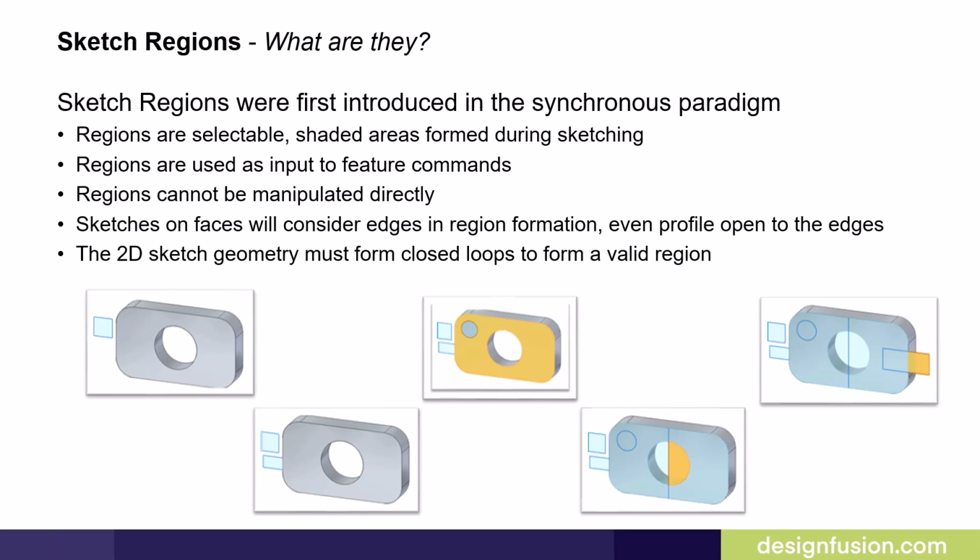The closed loop can be created by 2D geometry, such as the square region shown here in the first image, or it can be a combination of the 2D sketch geometry and model edges, as shown here in the last image, where the 2D geometry intersects the edge of the model. Here, two regions are created because of the model edge. Sketch regions are selected as if they were face geometry and can be used as input to feature commands.